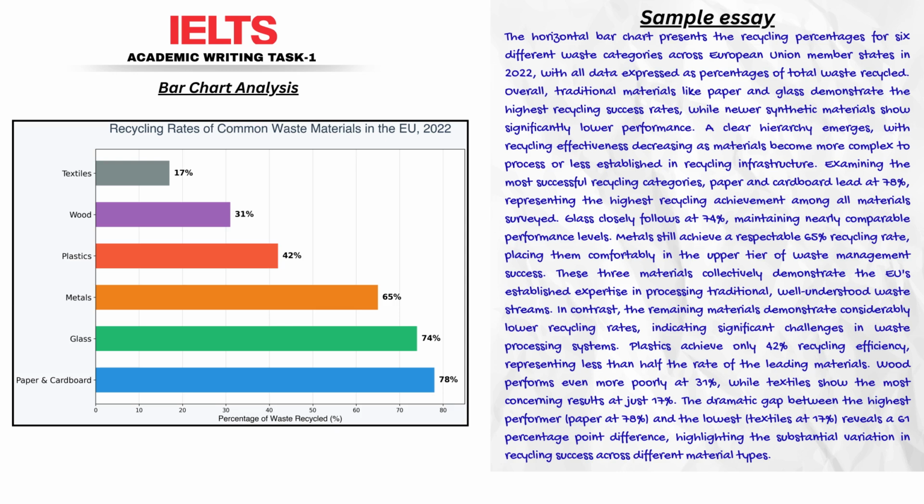Finally, let's consider task achievement. The essay does exactly what is required. It summarizes the recycling data, groups materials by performance, and highlights the key differences. Crucially, it does not speculate on environmental policies or technical reasons. For instance, it doesn't say textiles are low because of complex fibers. That would be speculation. In Task 1, you report and compare data, not explain causes.